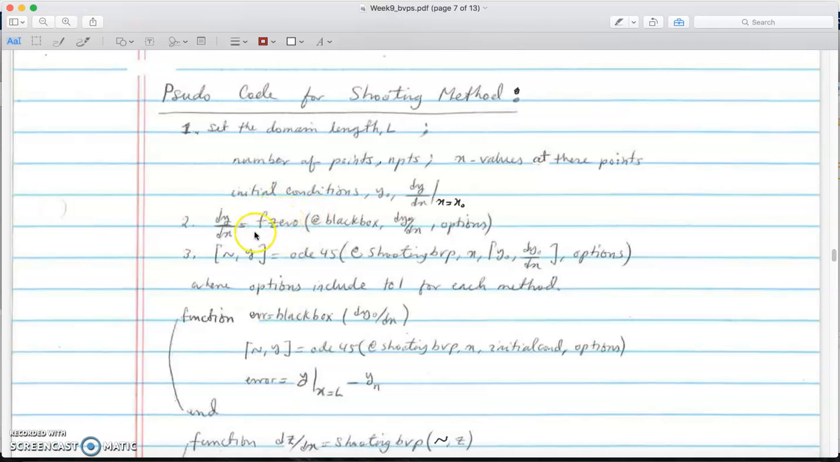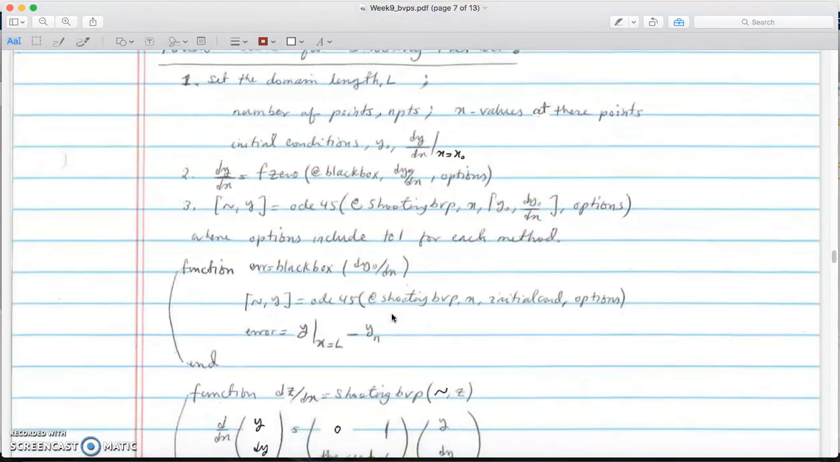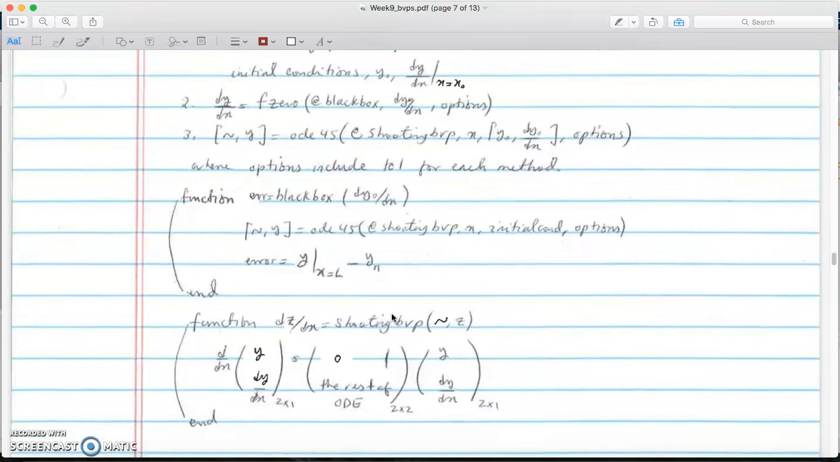After we make that error 0, then we have the exact dy dx, or the right slope on the left end. We're going to use this slope one more time with the function value on the left end to calculate, basically, or to solve the problem with the exact slope on the left end.